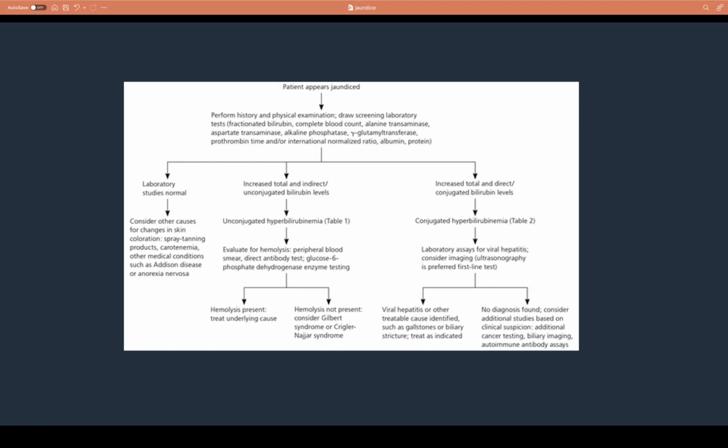If there isn't any identified diagnosis yet, then we might need to consider some further analysis, such as cancer testing, biliary imaging, or whether we might have to add in some autoimmune screening. So let's do a case study together.